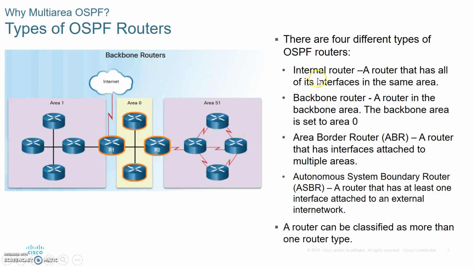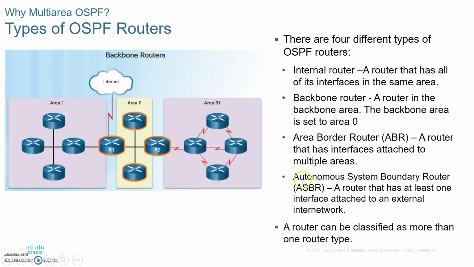You have noticed that internal routers and area border routers are exact opposites. Internal routers have all interfaces in the same area. Area border routers have interfaces connected to more than one area. So a router can be either an internal router or an area border router. The internal routers are all the routers here except R1 and R2. The area border routers are R1 and R2.